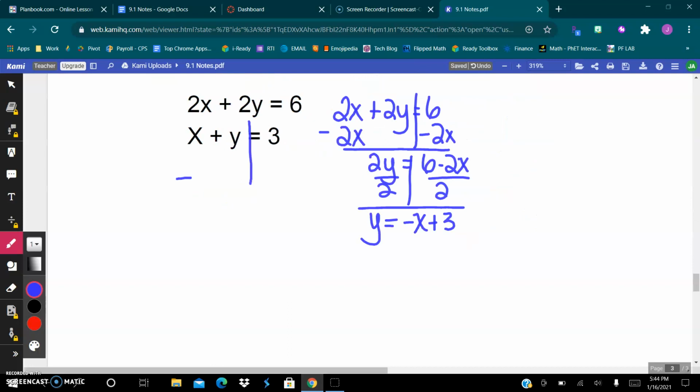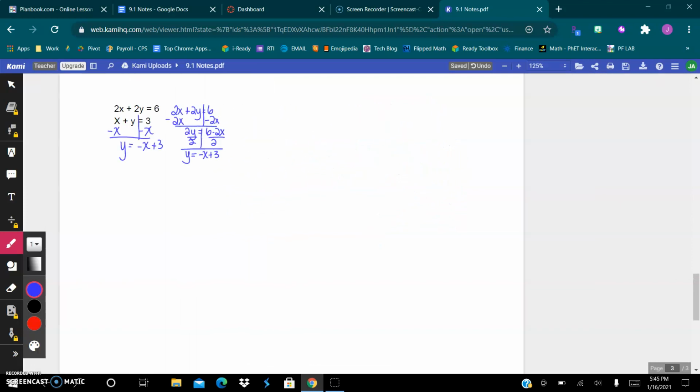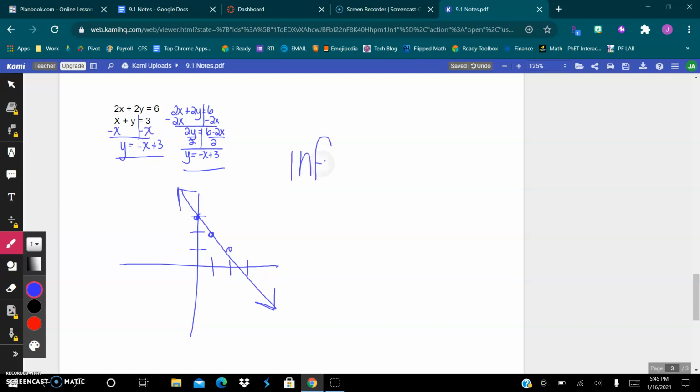And then we're going to minus x on both sides here. So y equals a negative x and a positive 3. So if we look here, really don't have to graph this, because what do you notice? They're the exact same line. So quickly, y-intercept is at positive 3, and slope is negative 1, so I would come down 1 over 1. Both lines would be right there. So this has infinitely many solutions.